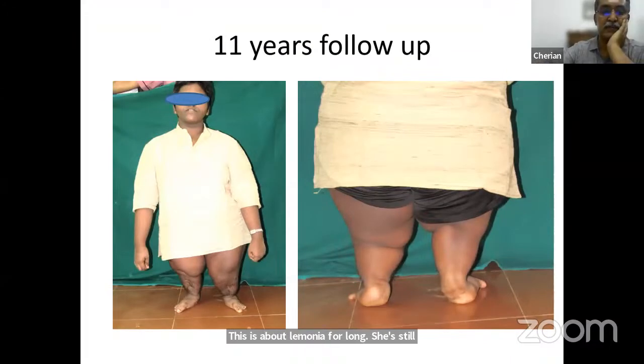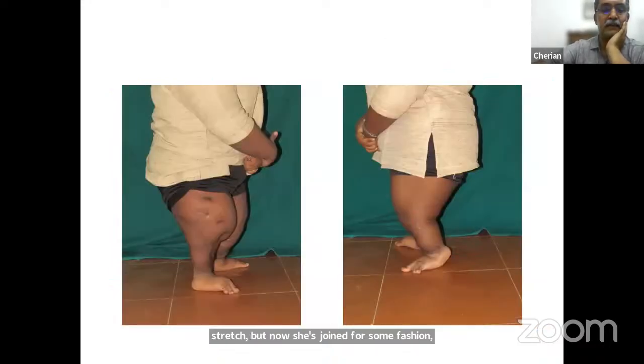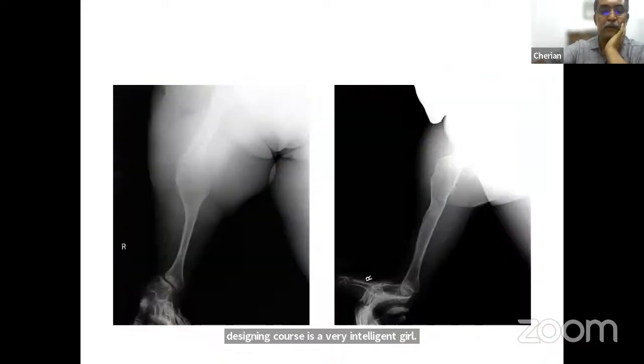She's still short statured, but now she's joined for some fashion designing course. She's a very intelligent girl. That's a side view. That's a deformity that's fully corrected.